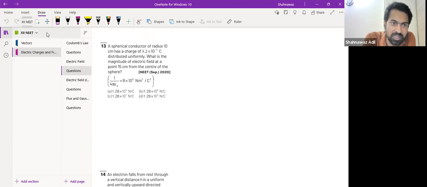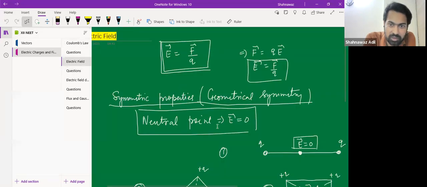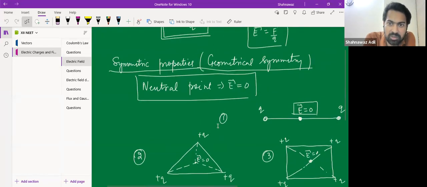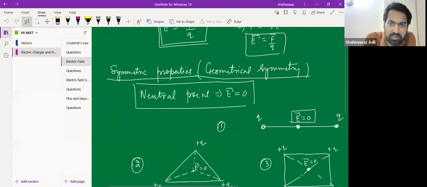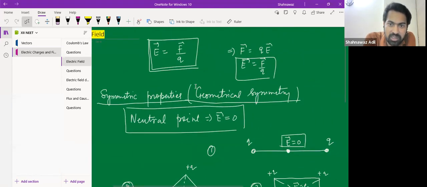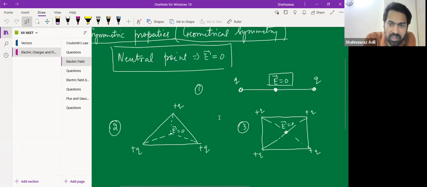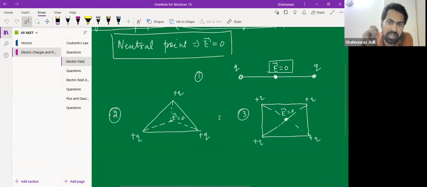Yes, so we were at this point, right? We learned the symmetric properties of this electric field, and we understood that if we calculate the electric field at the geometrical center, that gives the electric field as 0, right?